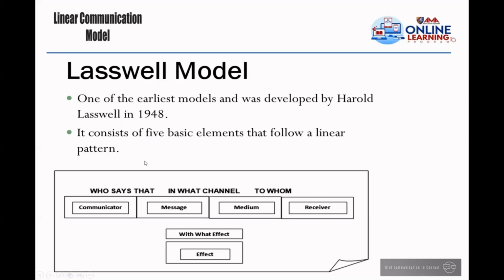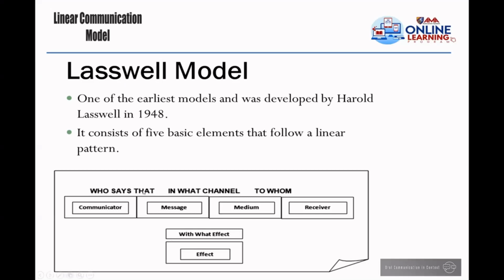Let's have the 5 basic elements. First is the communicator, the sender. The message is still the message. The medium is the channel used in transmitting the message. The receiver is the receiver of the message, and the effect of the message to the receiver. If you notice, in the Aristotelian model a while ago, the effect is not part of the basic elements. But for the Laswell model, it is one of the basic elements in the model.